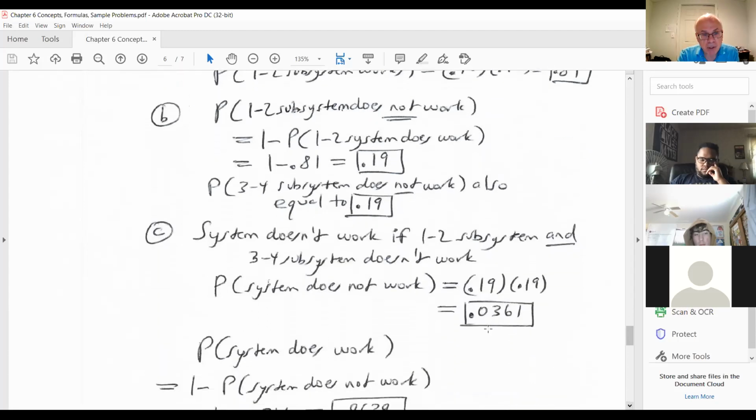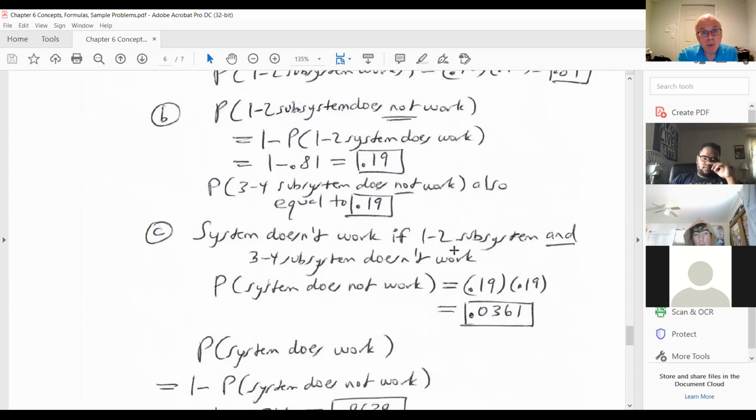Now, C says, what's the probability the overall system doesn't work if the 1, 2 subsystem and the 3, 4 subsystem don't work? So both subsystems have to break down for the overall system to fail, which implies that the overall system will work if at least one of these subsystems is working. That's what that means. So what's the probability that the system does not work?